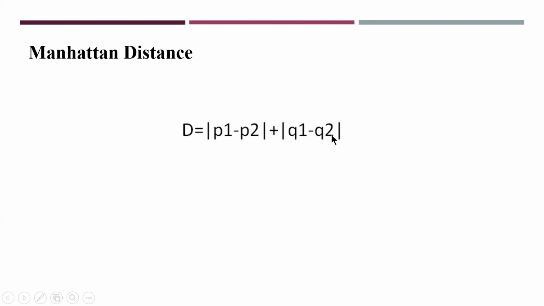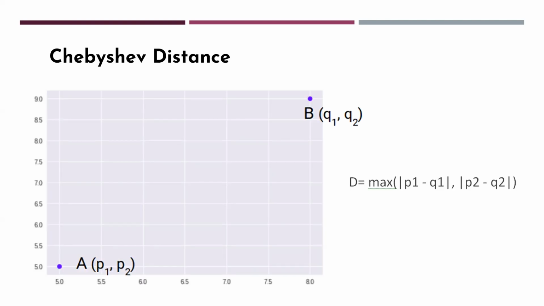For example, consider two points A (2, 3) and B (5, 7) in a two-dimensional grid. The Manhattan distance between them will be mod of 5 minus 2 plus mod of 7 minus 3, that will be 7. Now the next one comes, Chebyshev distance.